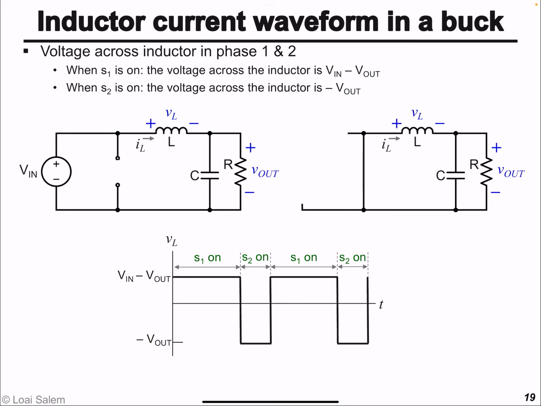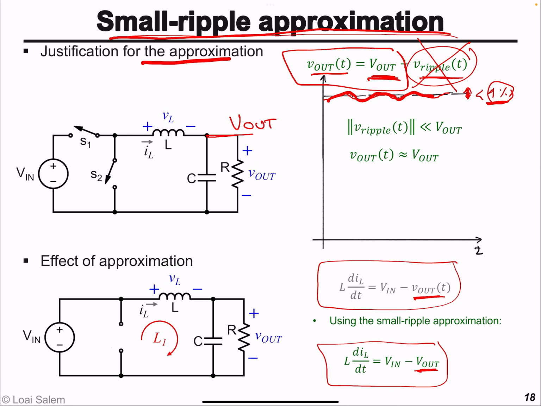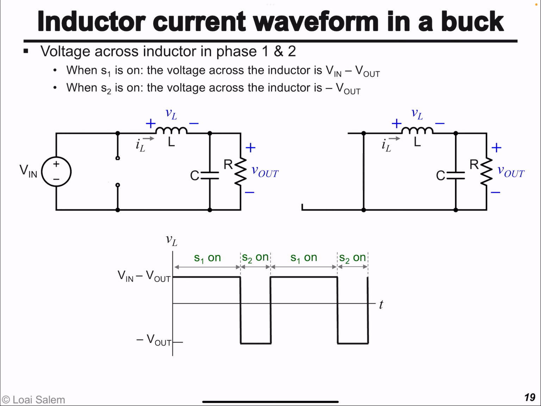And then let's assume that we need to find the inductor current, because obviously it's very easy to find a time domain expression for the inductor current. That's a first order differential equation. This is constant, Vout is constant after using the small ripple approximation. So to get the inductor current, first I'm going to get the voltage across the inductor when S1 is on. So S1 is here, and then when S2 is on.